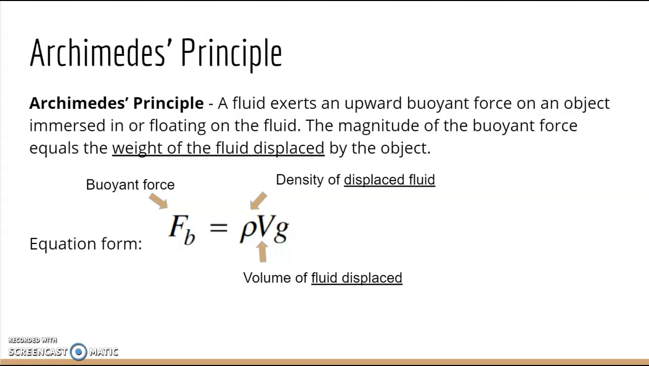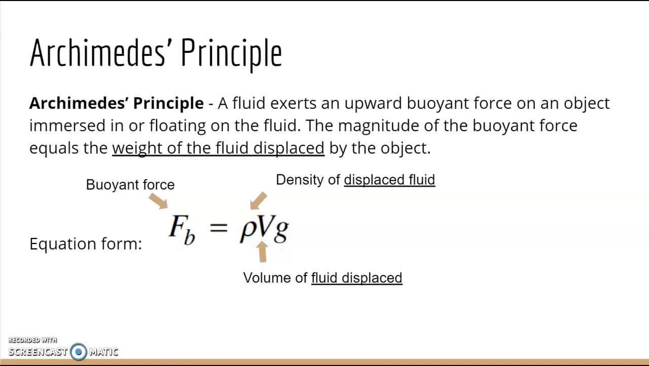So the m we're dealing with here, though, is the mass of the fluid displaced, not the mass of the object. So using our density formula, we could then say that our buoyant force is equal to the density of the fluid displaced times the volume of the fluid displaced times g.